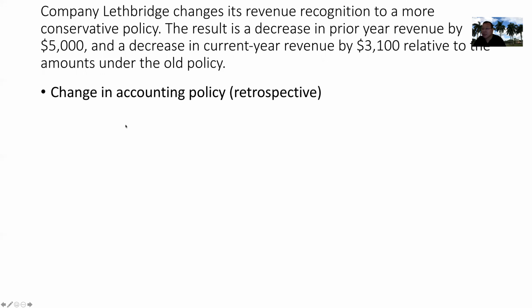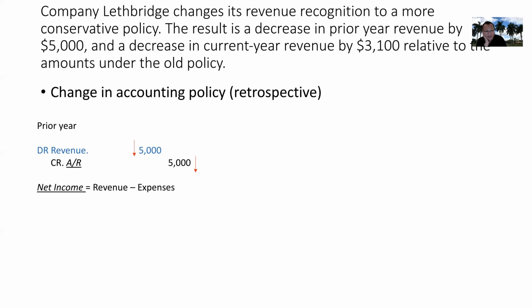So we learned about this. When there is a change in accounting policy, we have to make the adjustment retrospectively. So in the prior year, we have to recognize the decrease in revenue, right? So my journal entry is you debit the revenue for 5,000, you credit AR for 5,000, right? So you recognize the revenue decrease. So your revenue decreased, your net income will decrease by 5,000, okay?